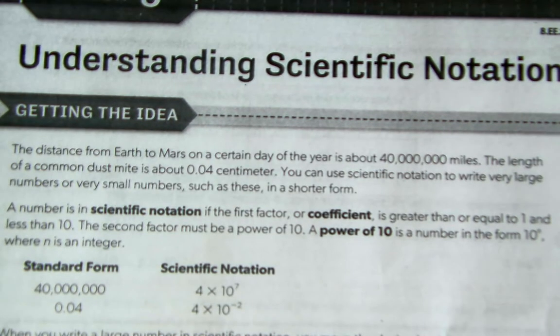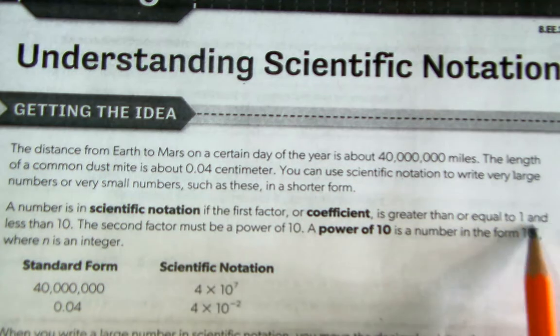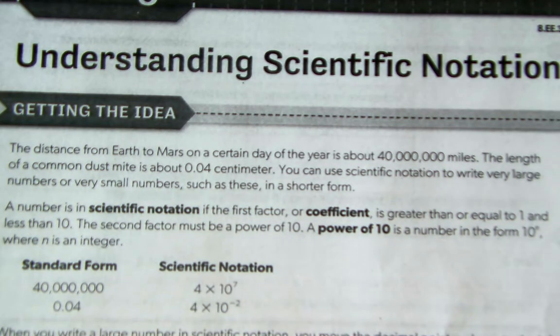if the first factor or coefficient is greater than 1 and less than 10. The second factor must be a power of 10. A power of 10 is a number in the form of 10 to some power, where n is an integer.